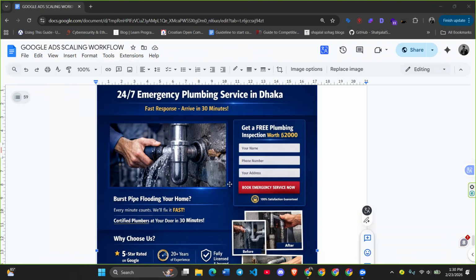Let's dive in. Firstly, what is a dedicated landing page? A dedicated landing page is a page built especially for one ad campaign, one ad group, or one audience. It is not your home page. The main purpose is to maximize conversion rate and Quality Score by perfectly matching keyword intent, ad, offer, audience, and pain point.